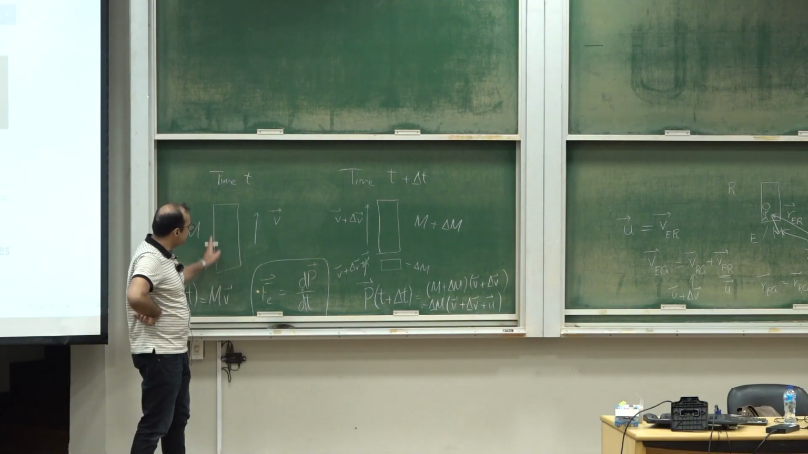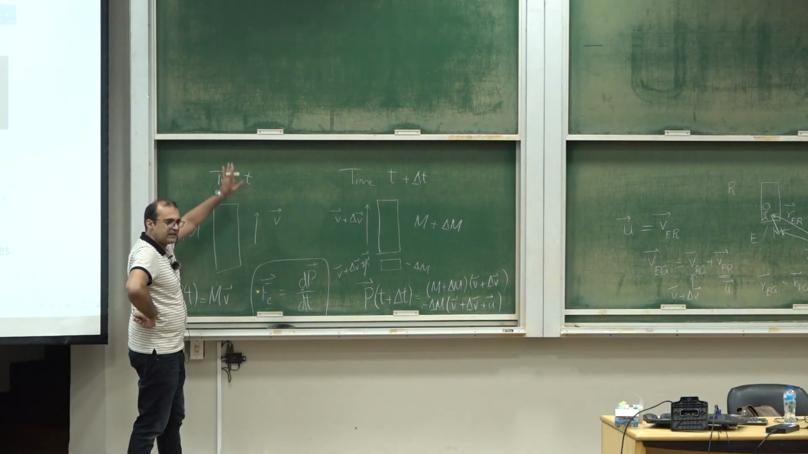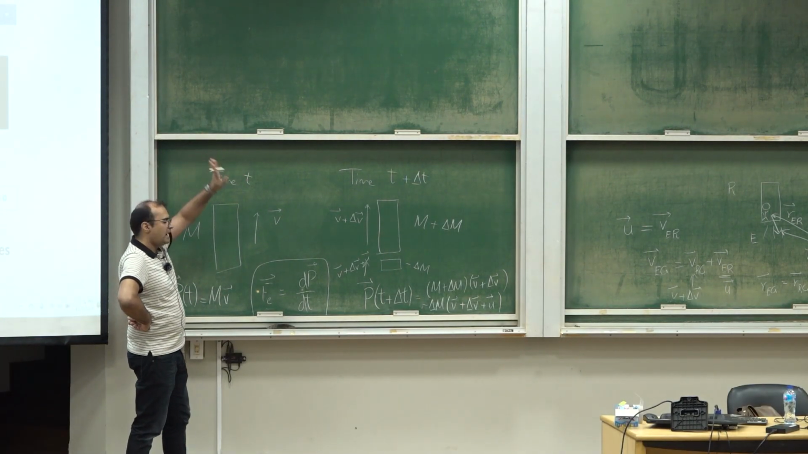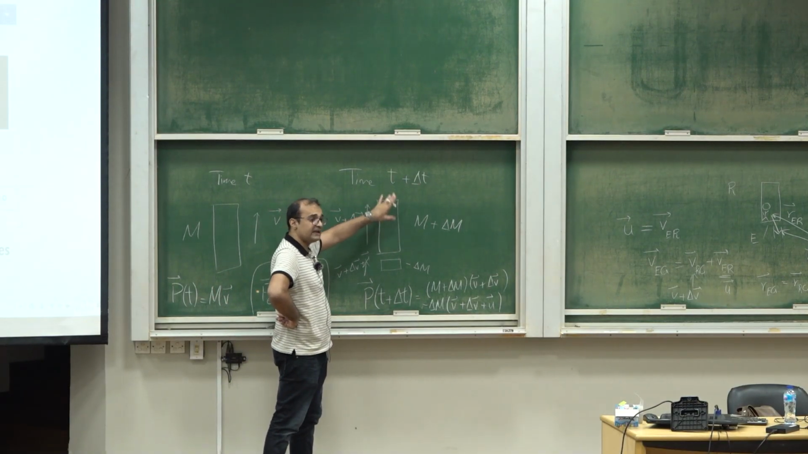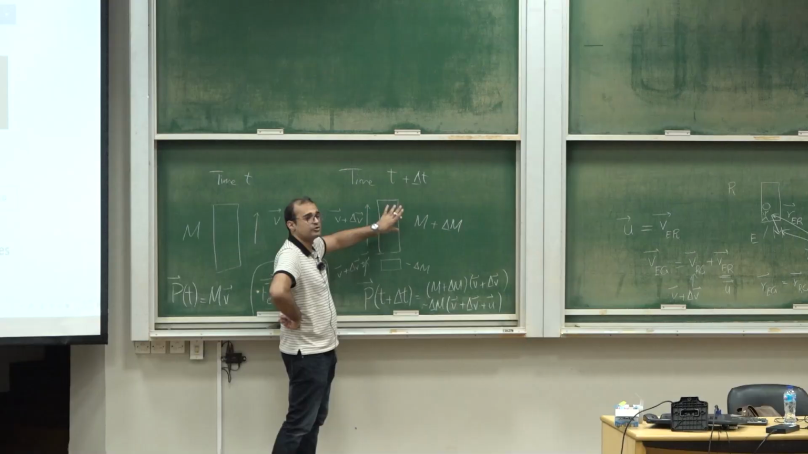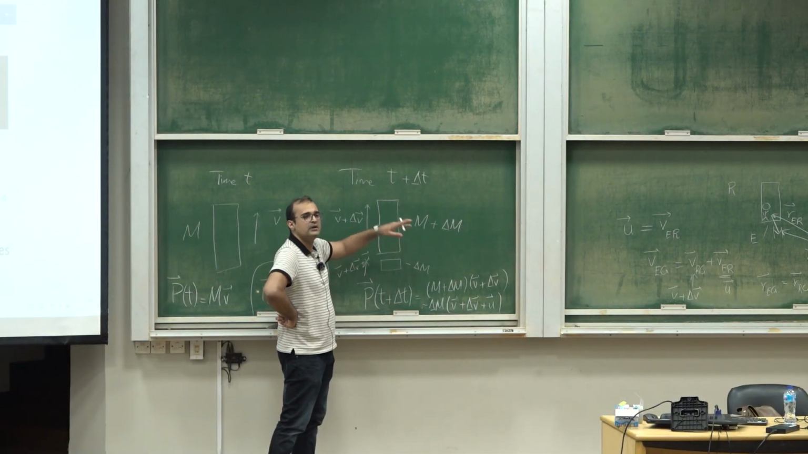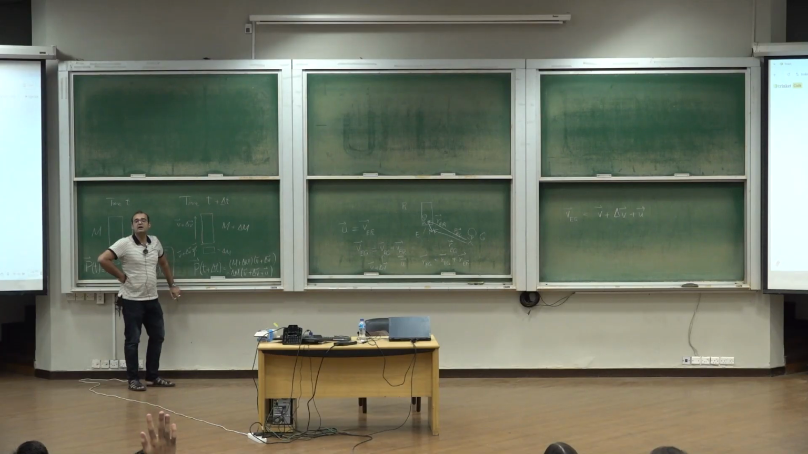That's why only those exhaust gases I'm considering as part of my system. Okay, so at time t, the system is the rocket at time t, सिर्फ the rocket at time t. At time t plus delta t, I've defined my system as the rocket at time t plus delta t plus the exhaust gases that were expelled out during time delta t. ये वो वेक्टर मैंने लिखा है.